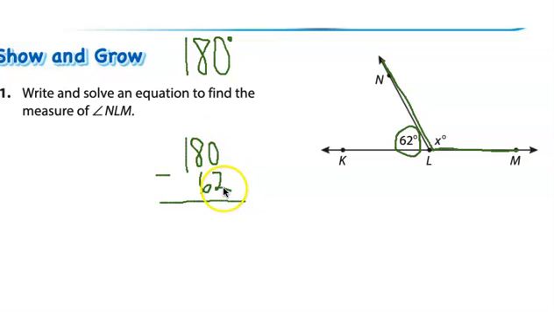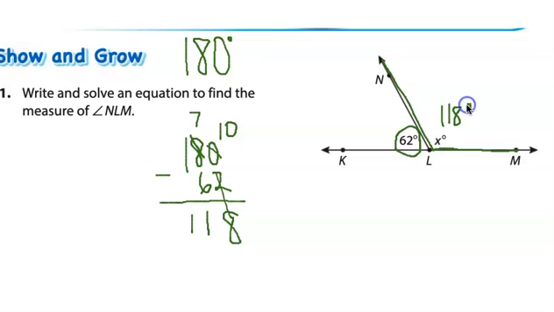I see here that I do 0 minus 2, which can't happen, so I'll cross off this 8. This becomes a 7, and this 0 turns into a 10. So now I do 10 minus 2, which is 8. I do 7 minus 6, which is 1. And 1 minus nothing is 1. So this angle over here would be 118 degrees.